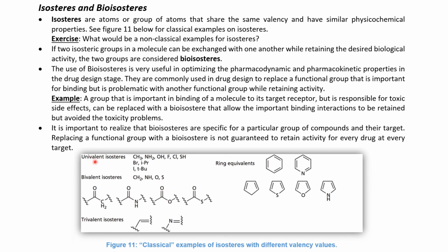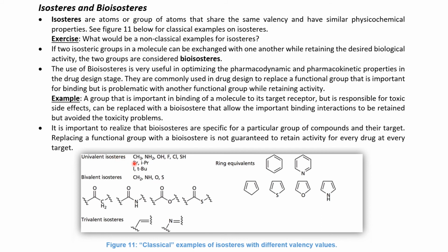Basically, you will see these groups, for example, CH3 and NH2, OH, fluorine, chlorine, and the thiol group. These could be replaced one for the other, and they have the same valency, meaning they have the same number of bonds that they can be attached to an atom, or basically they can attach from one side. So they are called univalent isosteres.